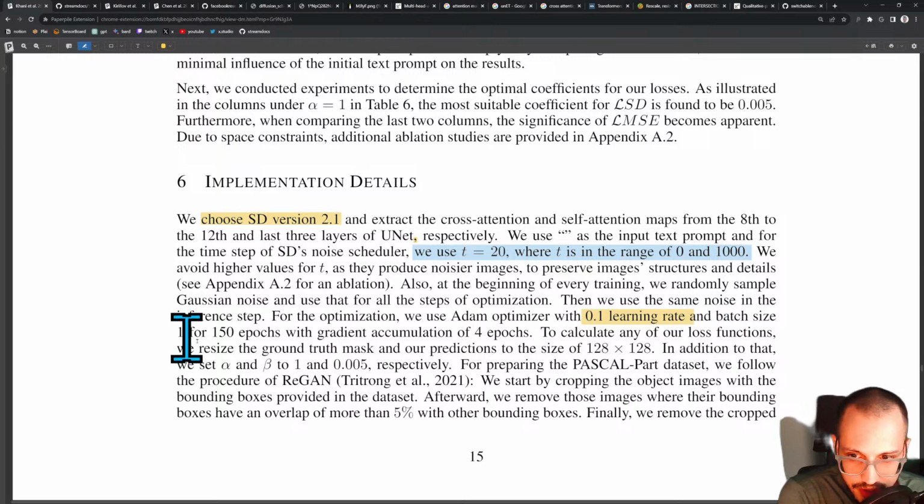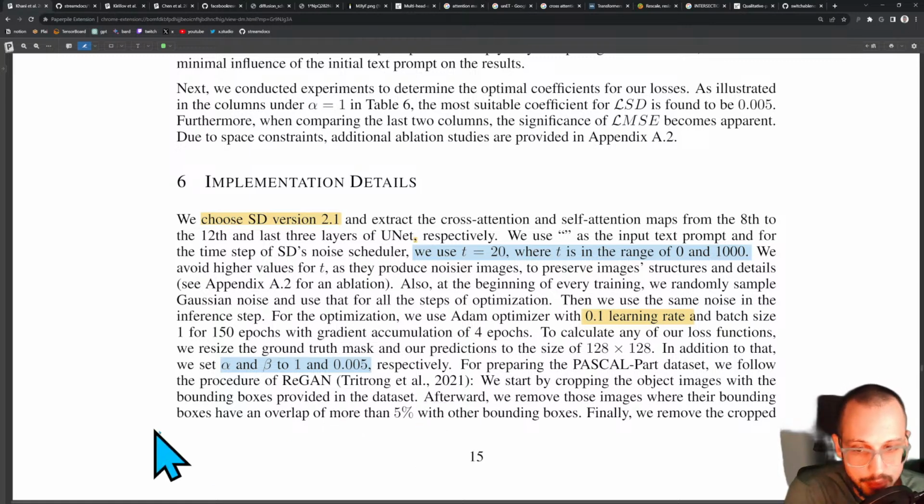To calculate any of our loss functions, we resize the ground truth mask and our predictions to the size of 128 by 128. In addition to that, we set alpha and beta equal to 1 and 0.05. So these are the hyperparameters that they were using for the multi-part loss function, which is used to optimize the tokens.